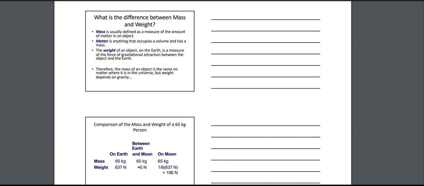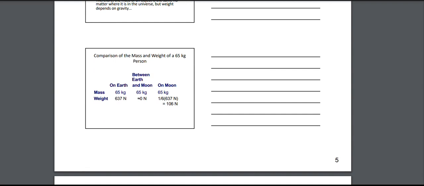And because the gravitational attraction force of the Earth is different than that of other planets and moons in space, the weight will vary depending on where that object is, depending on the gravitational force. Therefore, the mass of an object is the same no matter where that object is in the universe, but the weight depends on the gravity. Okay?